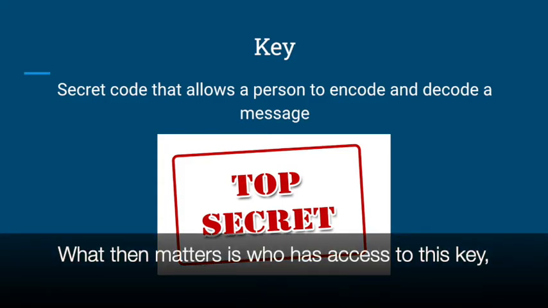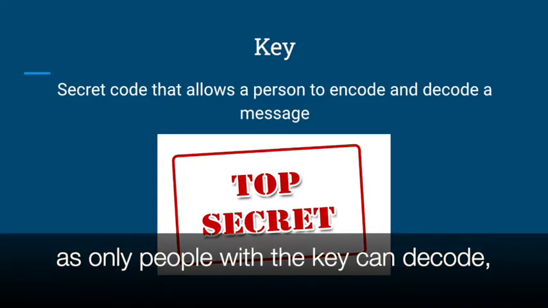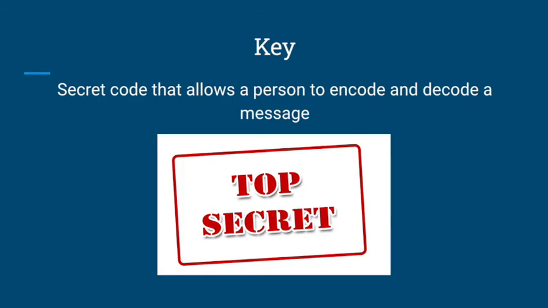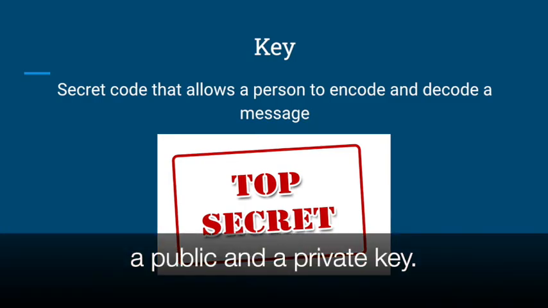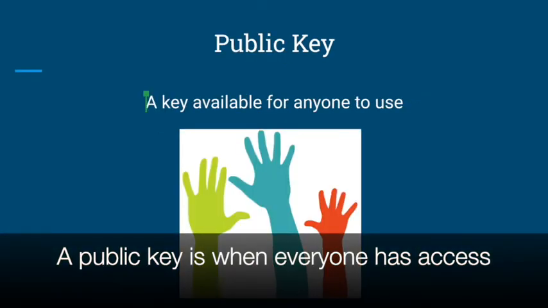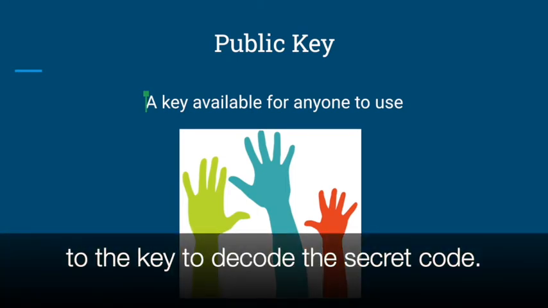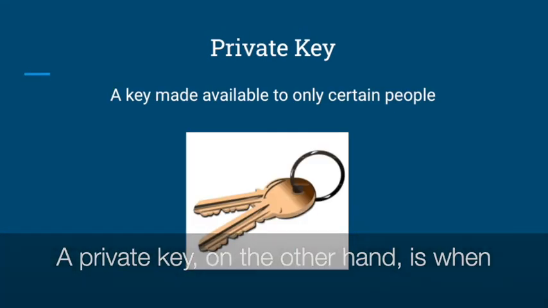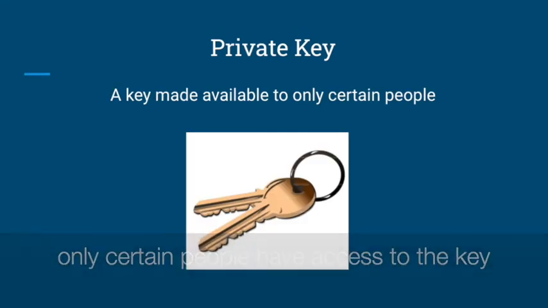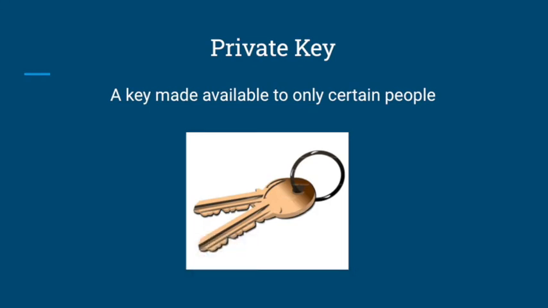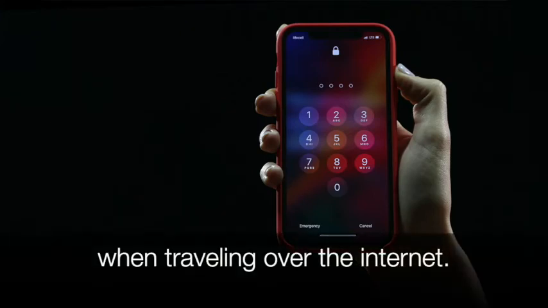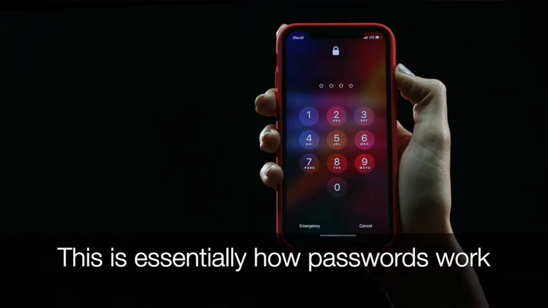What then matters is who has access to this key, as only people with the key can decode or translate back the coded message. So there are two major categories of keys used to encode information: a public and a private key. A public key is when everyone has access to the key to decode the secret code. A private key, on the other hand, is when only certain people have access to the key to understand the secret code. By using this system, data is kept more secure when traveling over the internet. This is essentially how passwords work to protect your information.